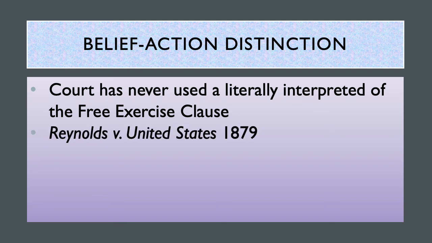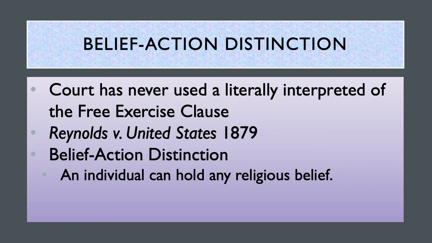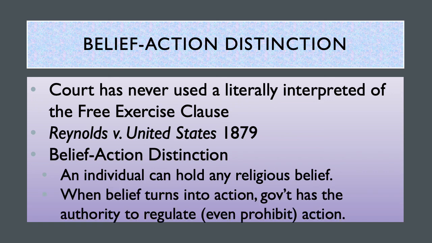And that is, again, another Mormon case, the case of Reynolds versus the United States. I'll let you read more about that case in the textbook. But in Reynolds versus the United States, just as in Davis v. Beason, it basically said you can believe what you want in terms of polygamy, but the state is well within its authority to criminalize or prohibit the practice of polygamy. So it's in Reynolds and also the Davis case where we see this belief-action distinction. An individual can hold any religious belief. You can believe whatever you want to believe. However, when belief turns into action, government has the authority to regulate or even prohibit that action. And that's what the belief-action distinction is.